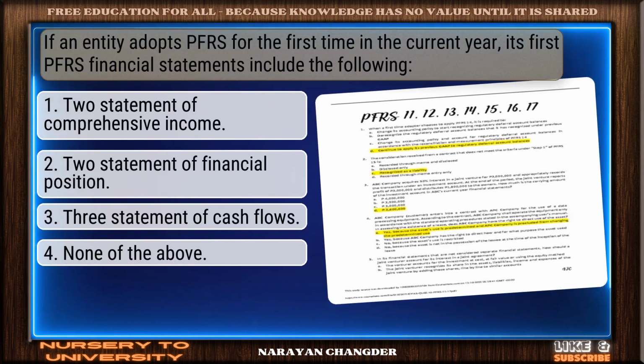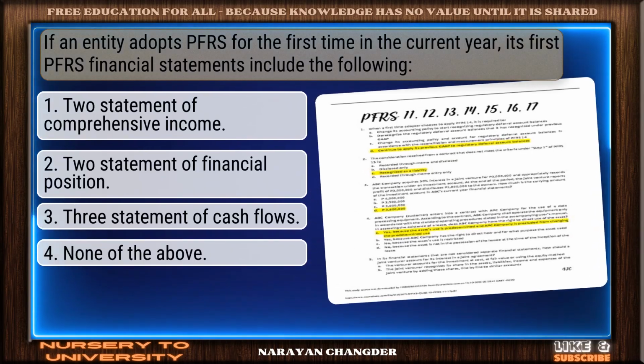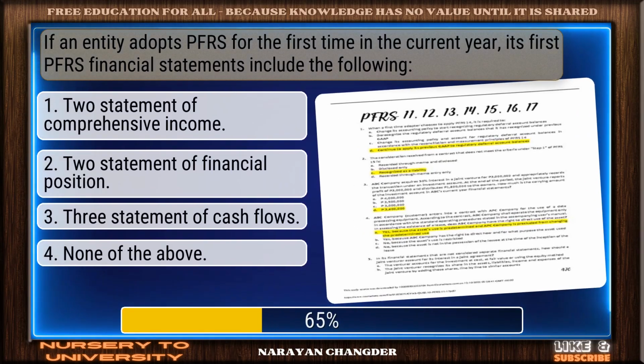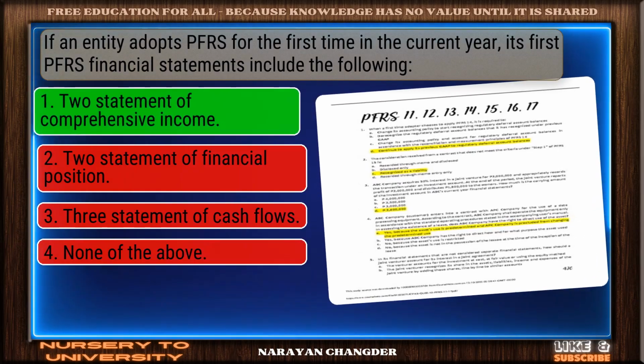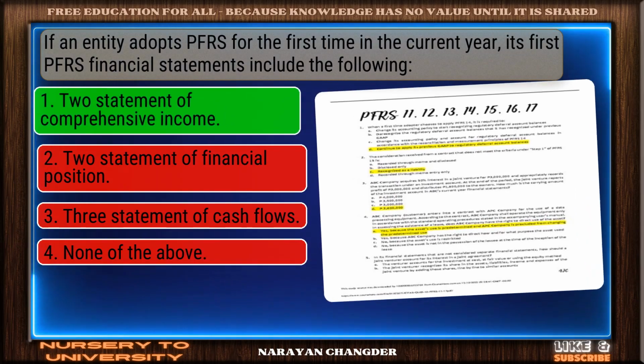If an entity adopts IFRS for the first time in the current year, its first IFRS financial statements include the following. Bravo! Statement of comprehensive income is the answer.